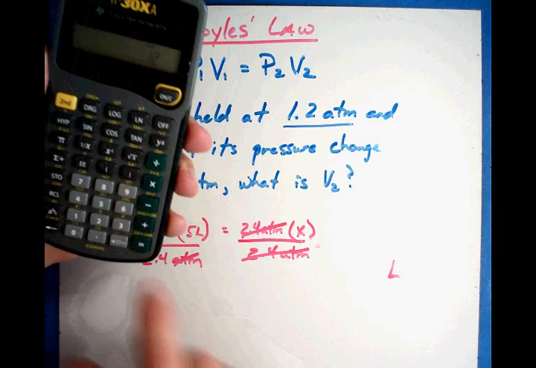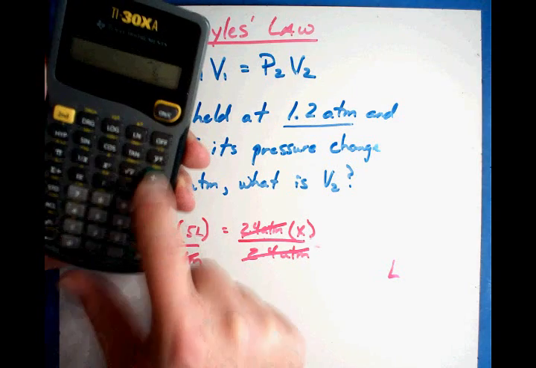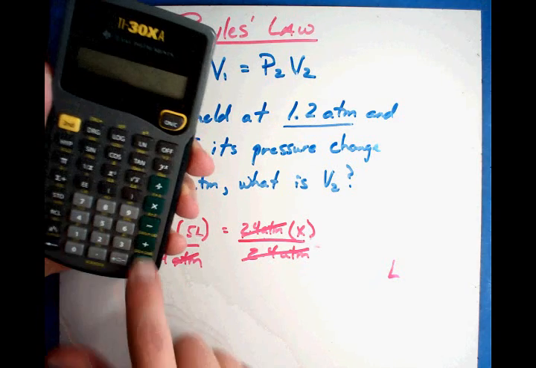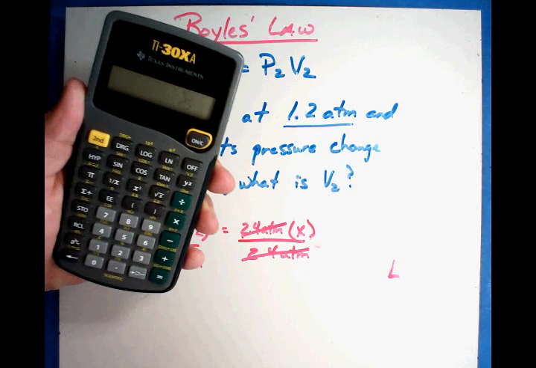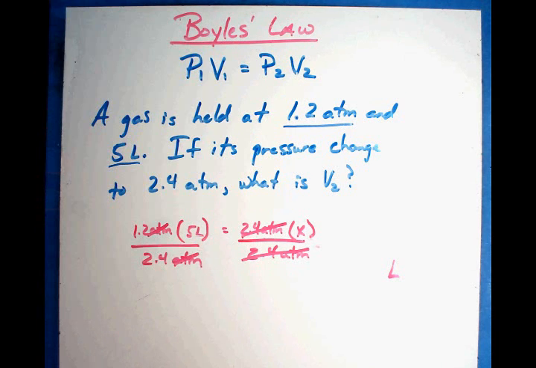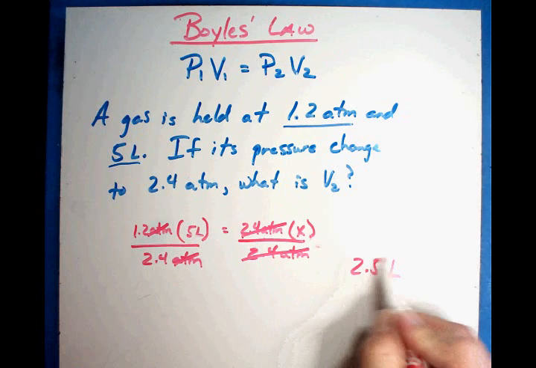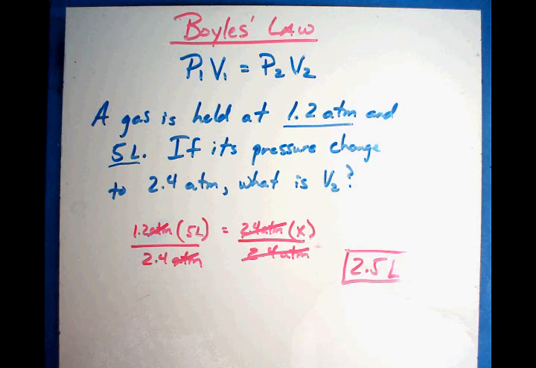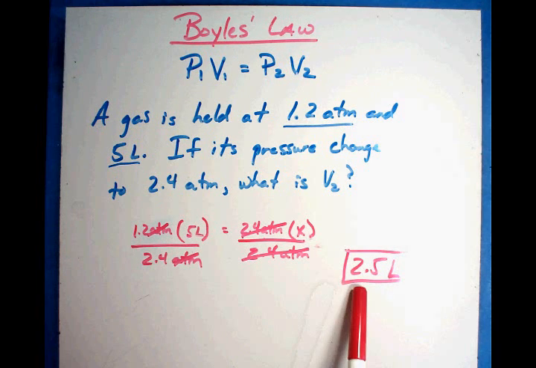I grab my handy dandy calculator. 1.2 times 5 on the top divided by 2.4. The answer is 2.5 liters. And that's my answer. Very simplistic, not very difficult. The gas laws are not going to be very difficult for you. It's simple algebra. The biggest part is putting the numbers where they go.